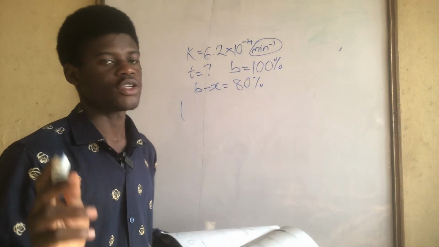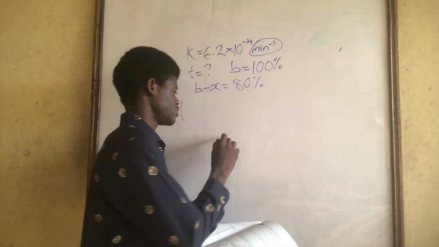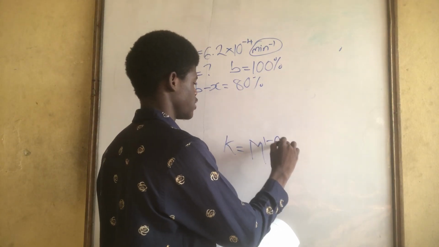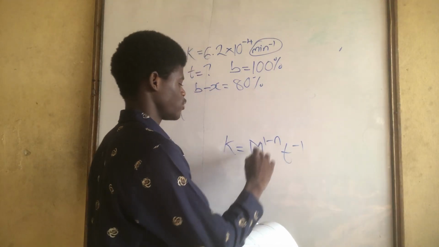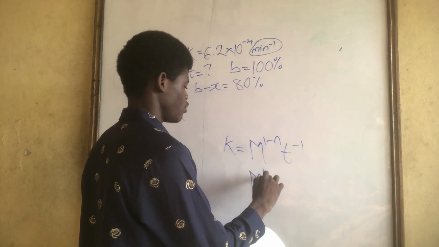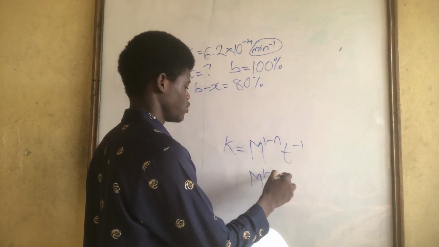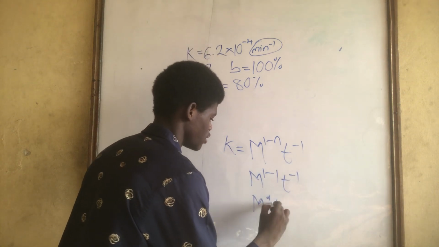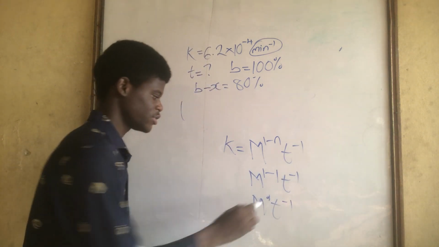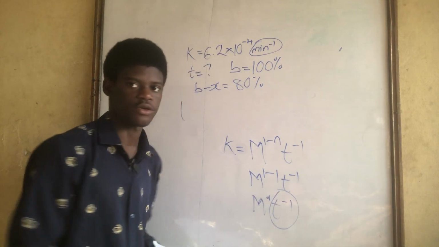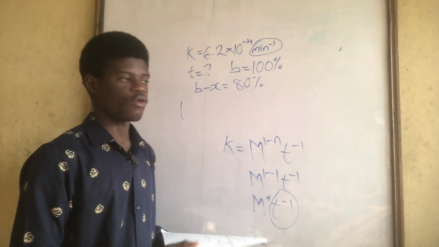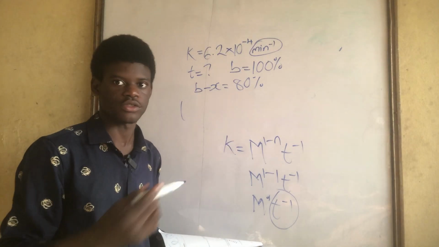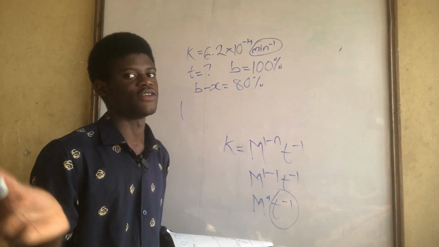I know for a first order reaction, the unit of the rate constant, this is the formula: m^(1-n) per time, where n is the order of the reaction. Our order is 1, so 1 minus 1 is 0. So this will be m raised to power 0 and t raised to power minus 1. And this t raised to power minus 1 can be per minute or per second. So for a first order reaction, the unit will always be per minute or per second, stuff like that. That's to show you that it's a first order reaction.